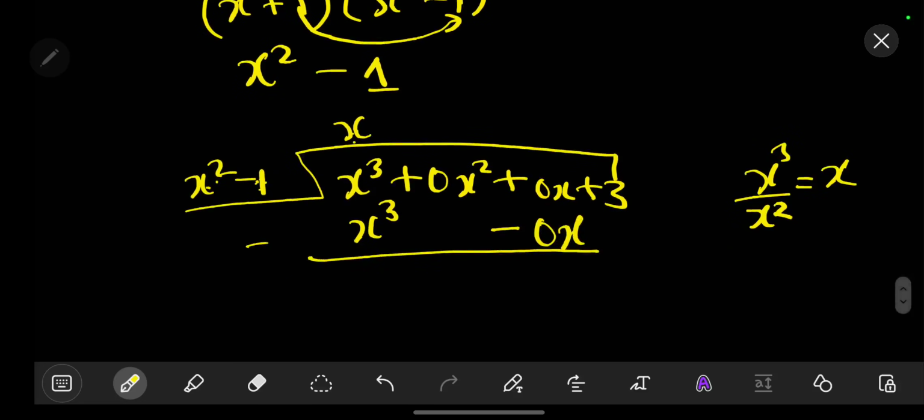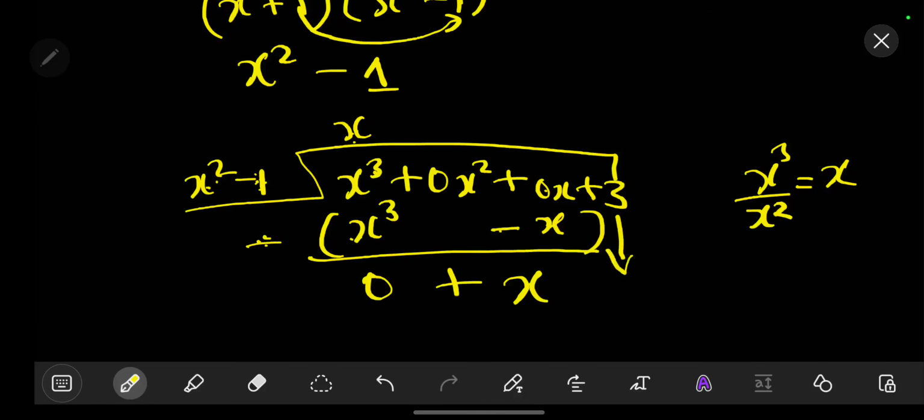Then we are going to subtract, no more long division. So we have our x to the power 3 minus x to the power 3, it is a 0 here. Then our 0 minus negative, it will be positive like that. So here it's not supposed to be 0x, but x times this is negative x like that. Negative times negative is positive, so we have positive x. We drop the 3, it will be plus our 3 like that.